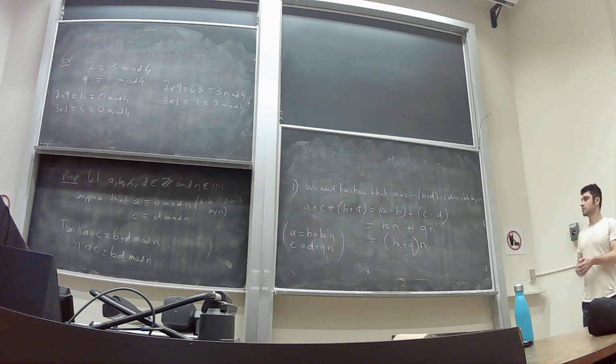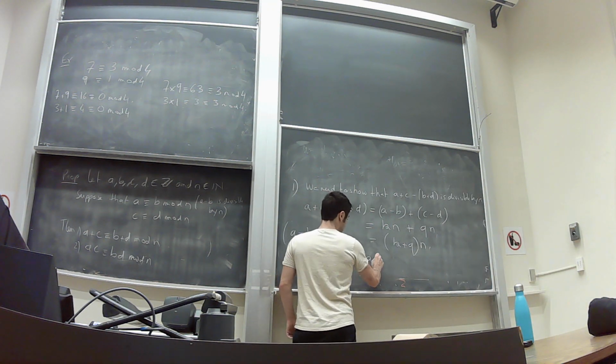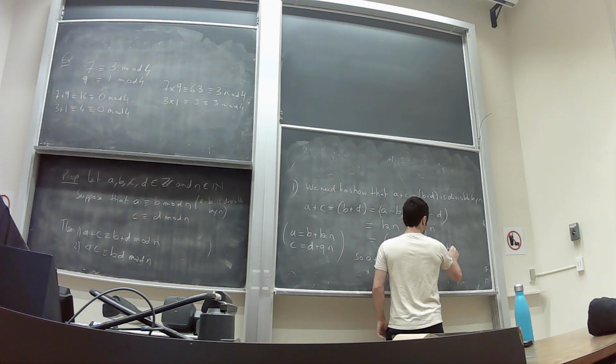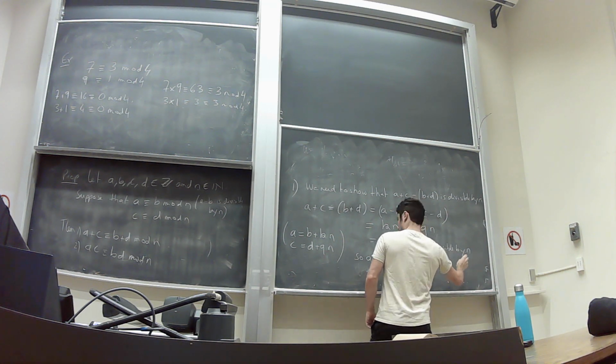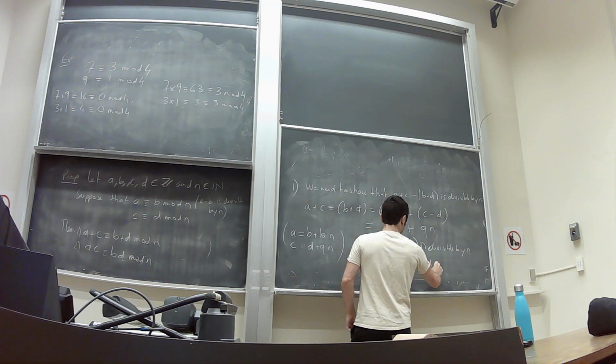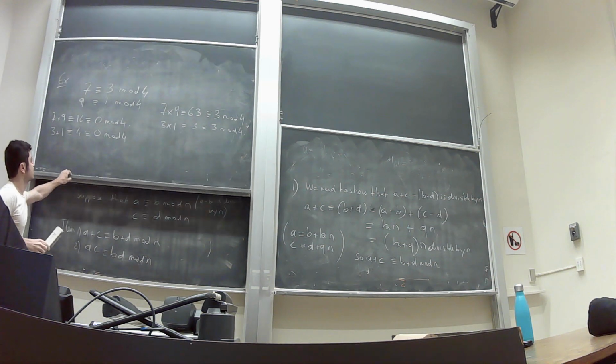Okay, great. So A plus C minus B plus D is divisible by n. So A plus C is congruent to B plus D mod n. Now I'll show the product. Let's do the product.